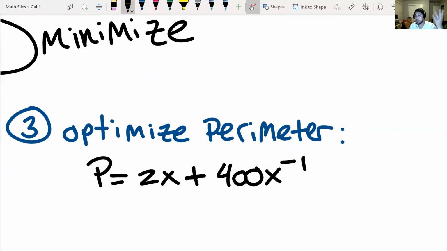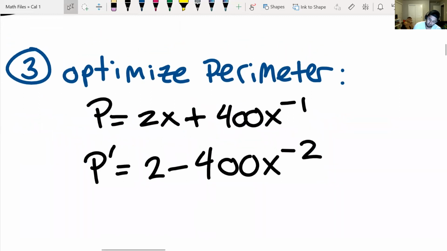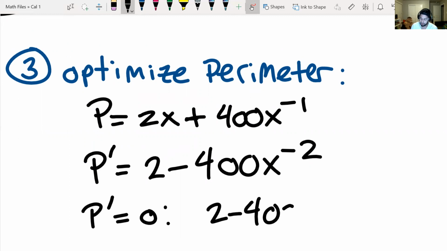Which means that now, since it's in terms of one variable, we can now take the derivative with respect to x. And if I optimize this, we will get P prime equals 2 minus 400x to the negative 2. Now remember, after you maximize or minimize something, you set the derivative equal to 0, which means we'll have 2 minus 400x to the negative 2 equal to 0.